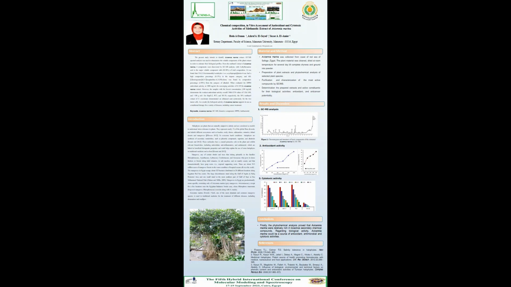Based on the IC50 values, the aqueous extract of Avicennia marina has an antioxidant activity of 37.16 mg per milliliter. Cytotoxic activity: the significant cytotoxic potential of Avicennia marina having IC50 values of 61.39 µg/ml for HepG2 cell lines, 76.52 for MCF-7 cell lines, 60.33 for PC3 cell lines, and greater than 100 µg/ml for normal cells.